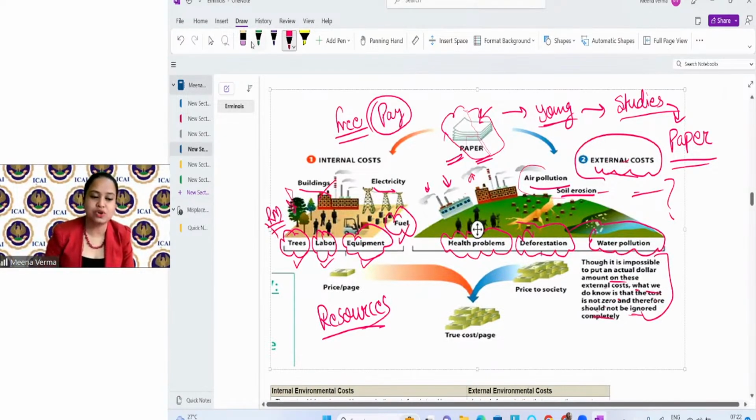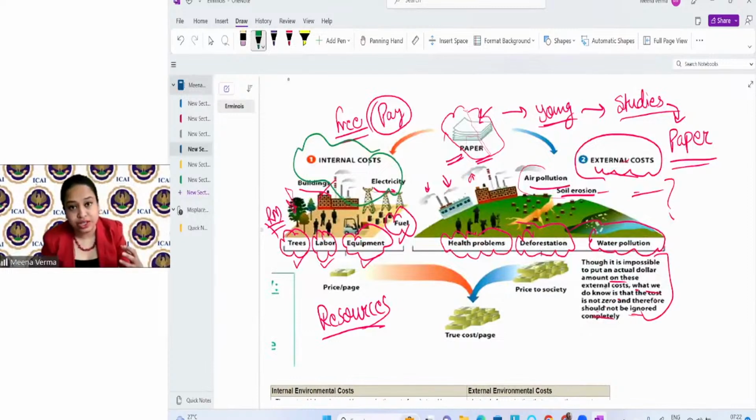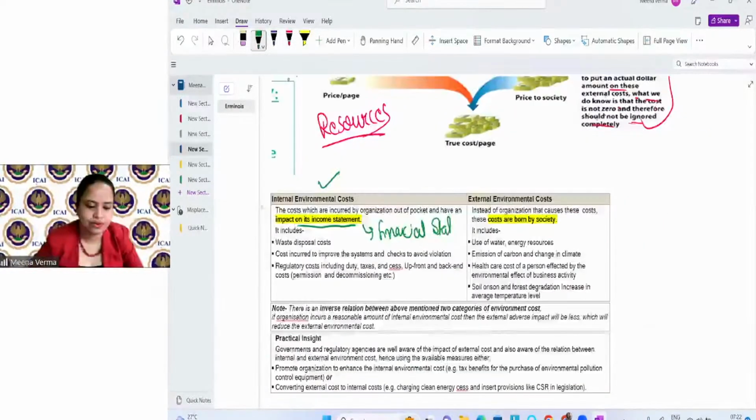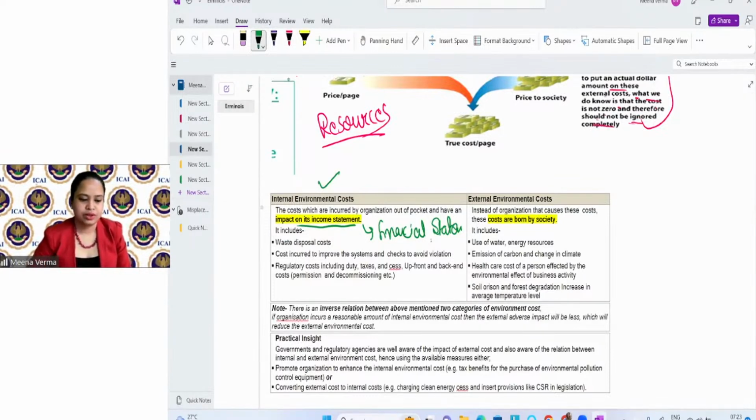So what is the actual true cost for the company? One, internal cost. The company is actually incurring for producing the goods. They are using the resources. So this is internal cost to the company. And the financial statement which we prepare will be impacted by the internal cost.